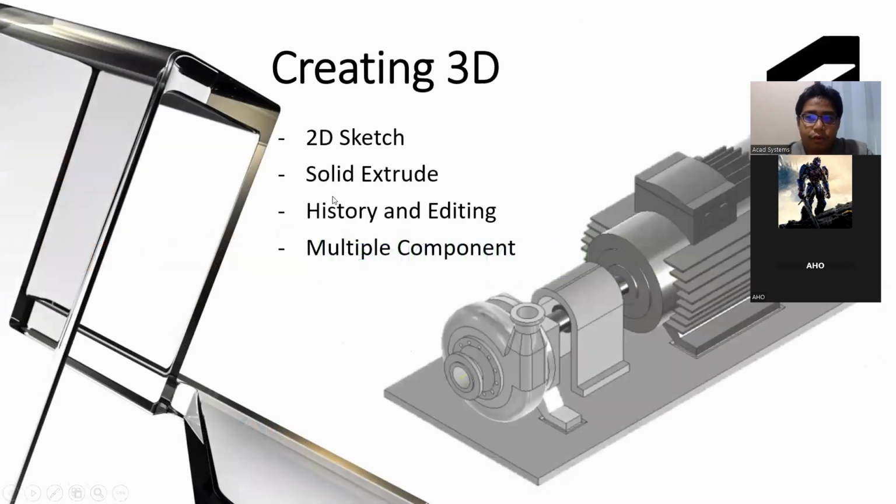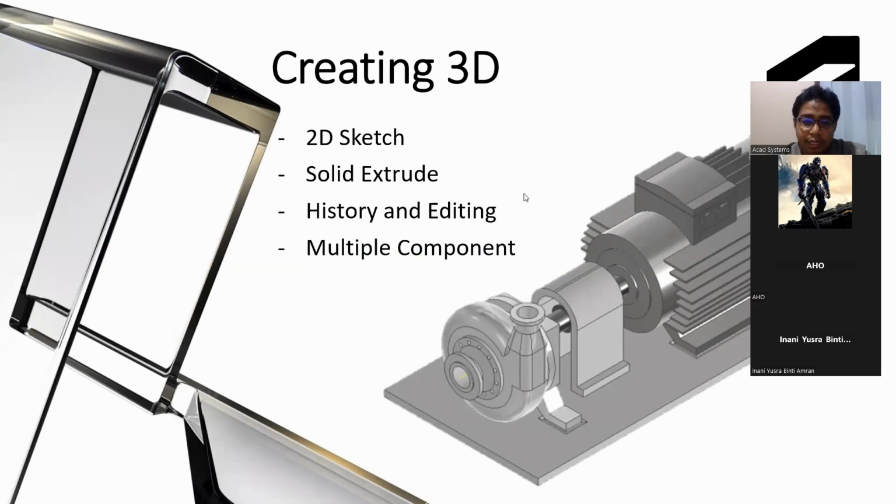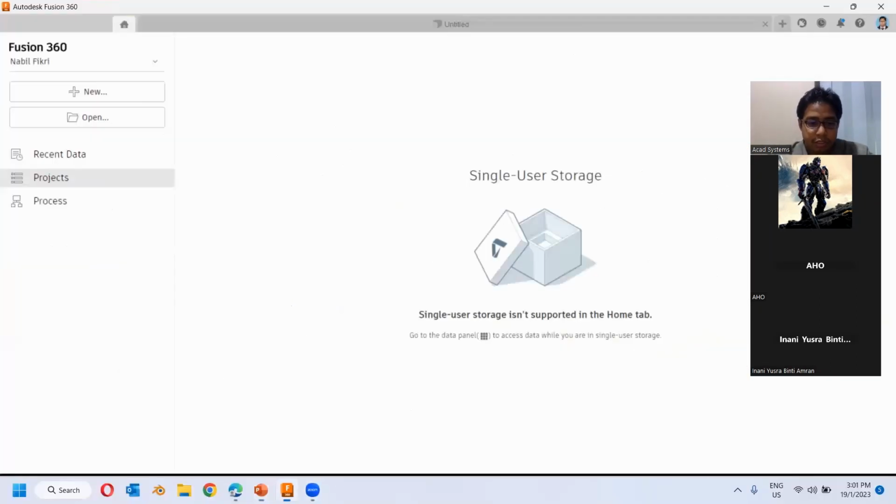Right. So basically for the 3D modeling, we're going to create this sample object over here. We're going to use this as a sample for 3D modeling, which is a pump and the motor. This will involve some of the work such as 2D sketches, some of the solid extrusions, and then we're going to go through the histories and editings, and just to manage some of the multiple components. So let me just change into the Fusion.